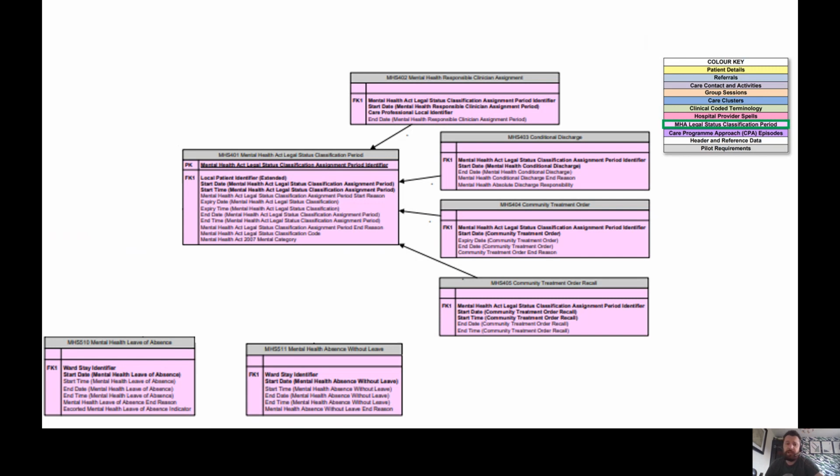We have the responsible clinician, so that's typically a psychiatrist who is responsible legally for that person's care. Conditional discharge, community treatment orders, and community treatment recall. So they are linked to the Mental Health Act in that, as the name suggests, there will be a conditional discharge and community treatment orders, which are where people are discharged from hospital, but are still under the Mental Health Act and can be recalled to hospital there.